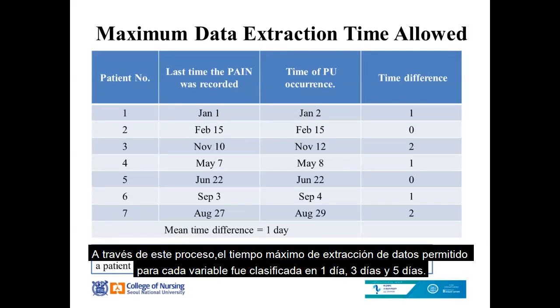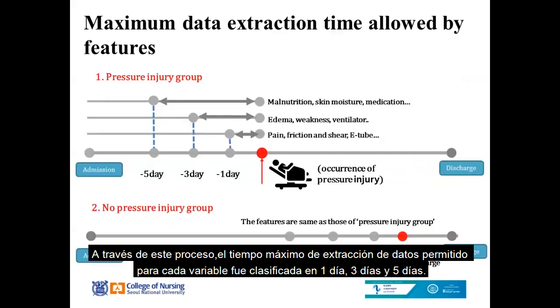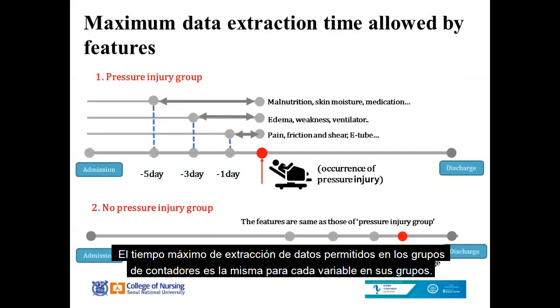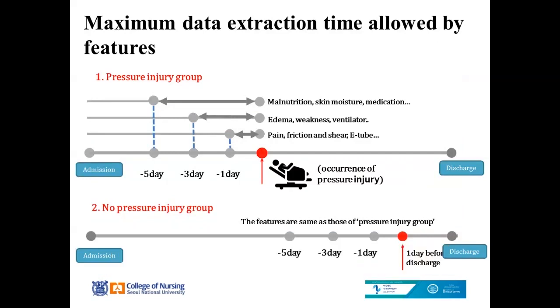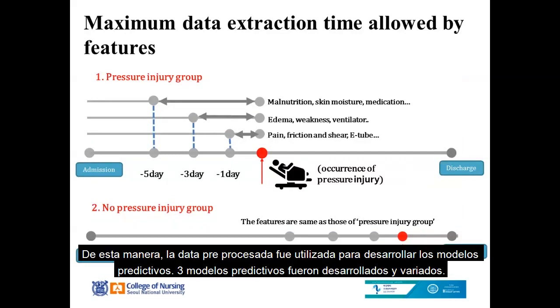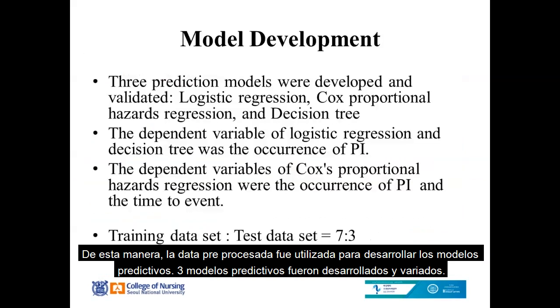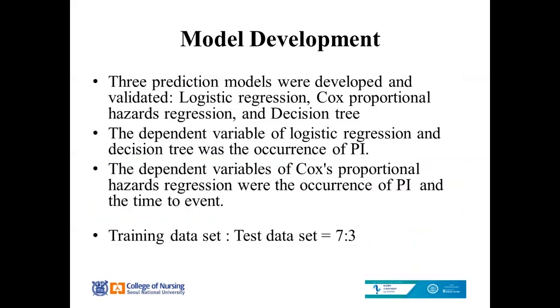Through this process, the maximum data extraction time allotted for each feature was classified into 1 day, 3 days, and 5 days. The maximum data extraction time allotted for the control group is the same for each feature as the case group. In this way, the pre-processed data was used to develop the predictive models. 3 prediction models were developed and validated.